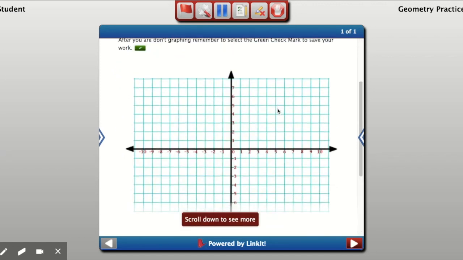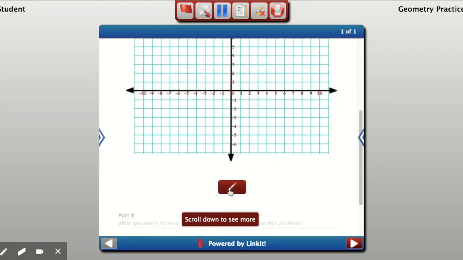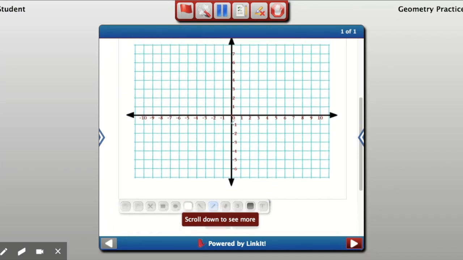So let's start with our graph. I want to include all the information that I wrote down earlier. So I'm going to click here to edit my graph. First thing I want to do is sketch out my points. Right now I have the pencil option. I know my first point was at 3, 0, so that was point A. So I'm going to sketch that out and label it as point A.